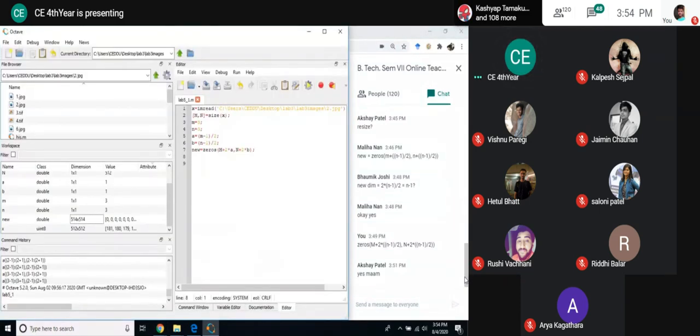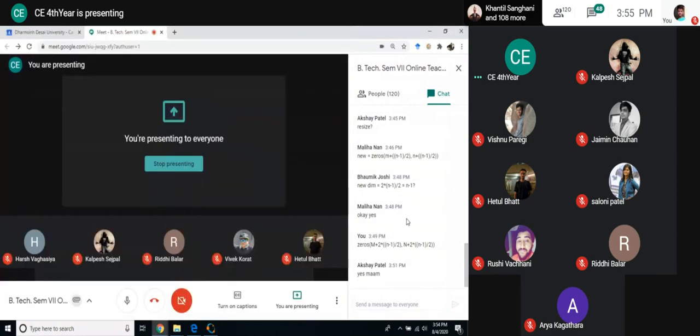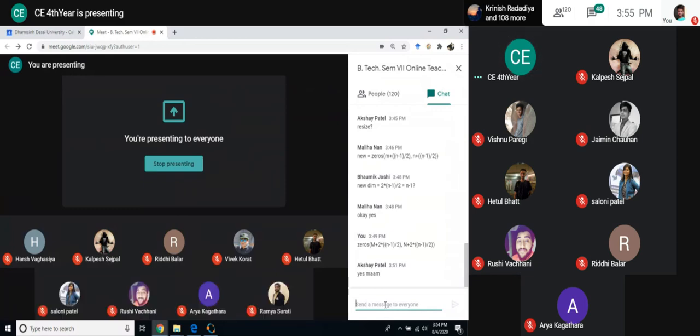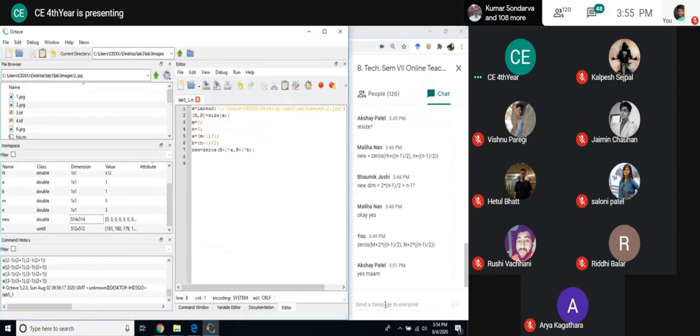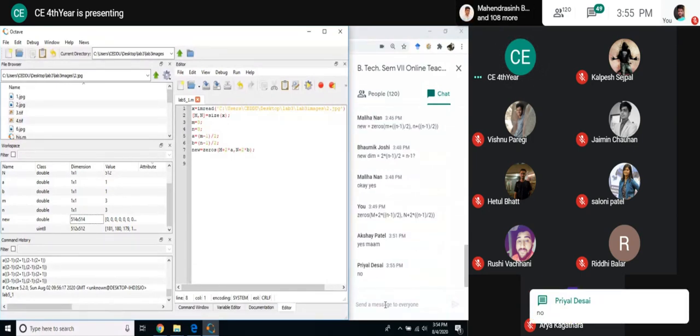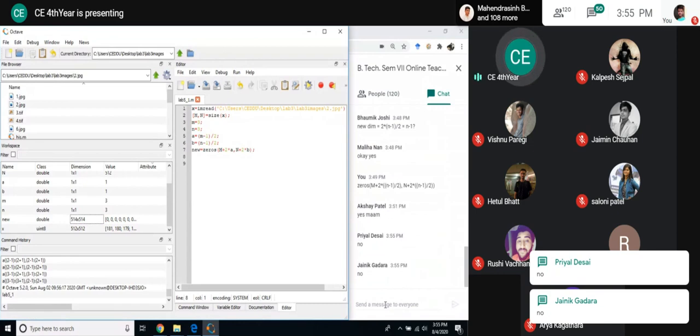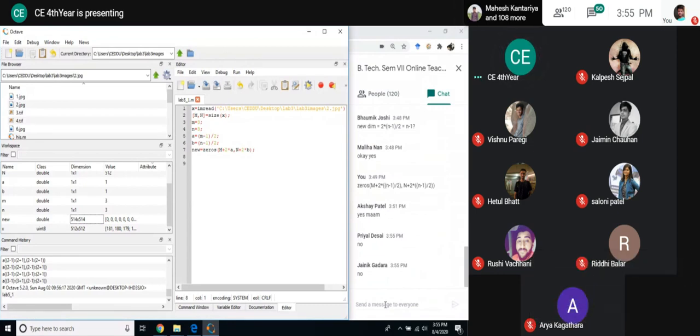What is my purpose now? Is the new one my padded image? Is the new one my padded image? Anyone who can get the idea? You are the brilliant coders, right? So I can expect one line from you now. All of you. It is not the padded image yet, but what is the code to make it?